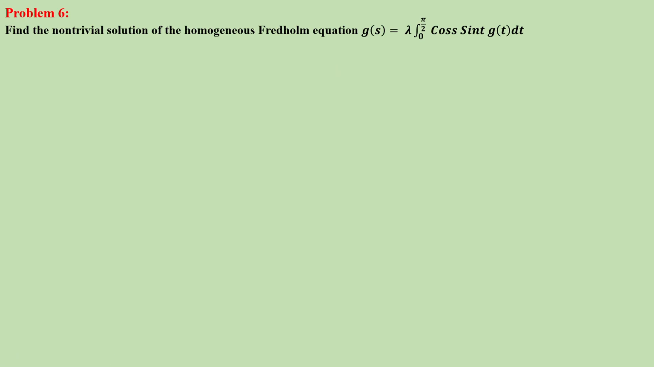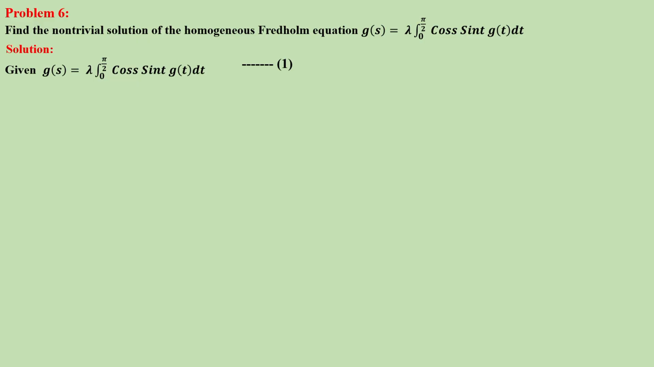Next problem: find the non-trivial solution of the homogeneous Fredholm equation g(s) = λ ∫ from 0 to π/2 of cos s sin t g(t) dt. So we'll see the solution. Given equation g(s) = λ ∫ from 0 to π/2 of cos s sin t g(t) dt, that is equation number 1.